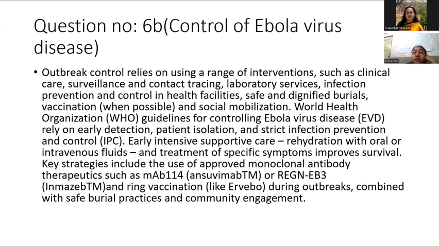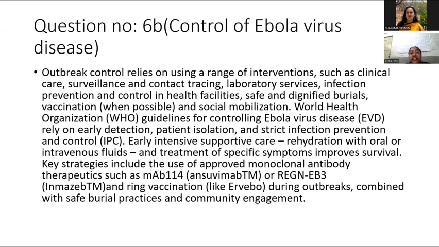So for 5 marks, you should mention all the points. That is the clinical care, surveillance and contact tracing, laboratory services, infection prevention and control in health facilities, safe and dignified burials, vaccination and social mobilization.